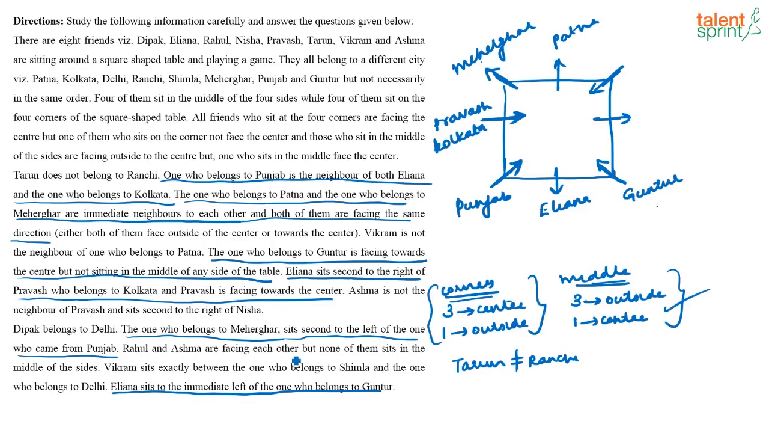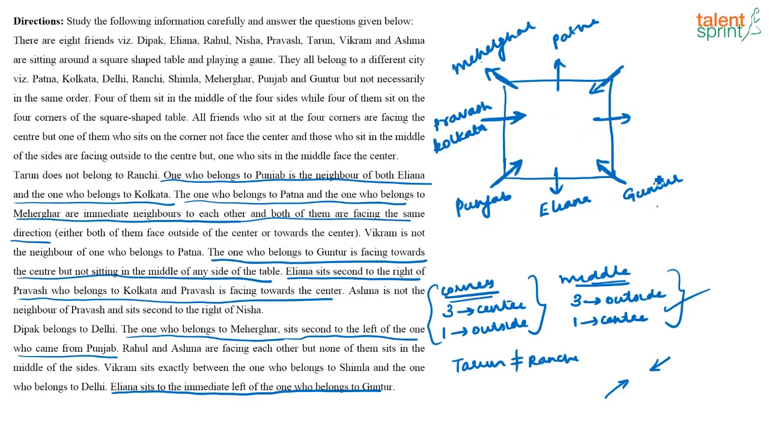Rahul and Asma are facing each other, but none of them sits in the middle seats. Yes, see what is given here? Rahul and Asma are facing each other. So they are facing each other, means they are sitting somewhere like this, right? And they are also not sitting in the middle seats. So where should they be? They have to be here, right?